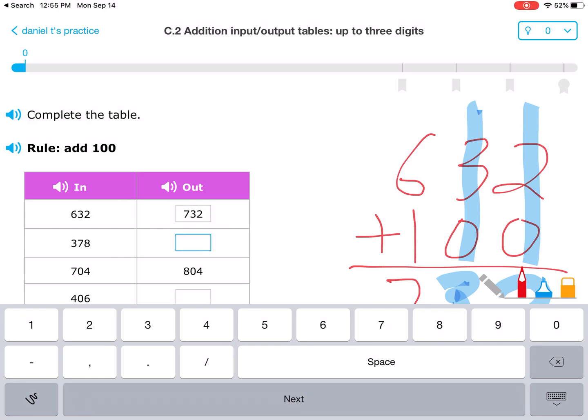Now again, I really think you should write this in your notebook, because if you do it in your head, you might make a mistake. So I'm adding 100 to 378. Only the hundreds place changes. So it's just going to be 478.